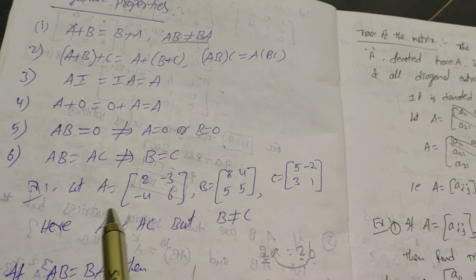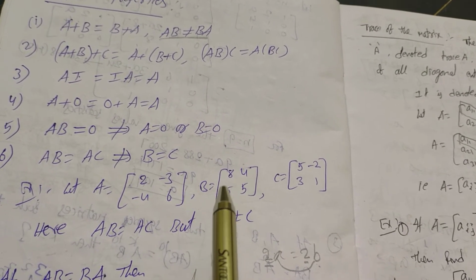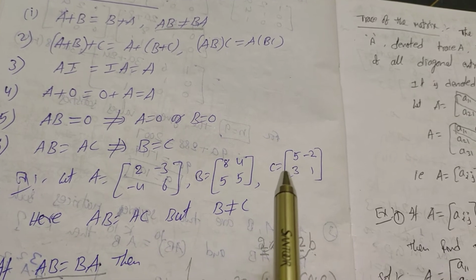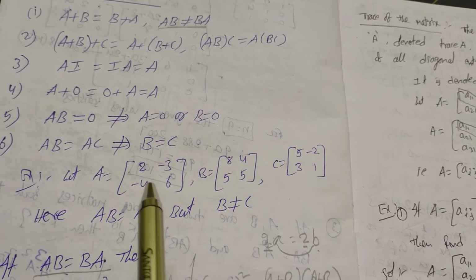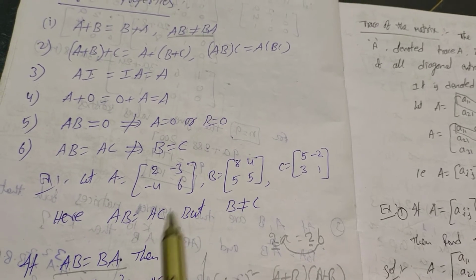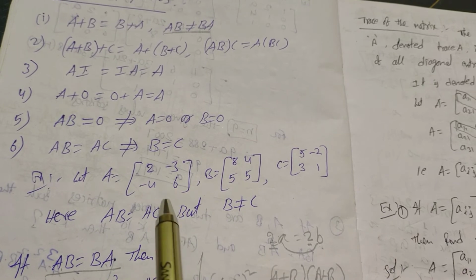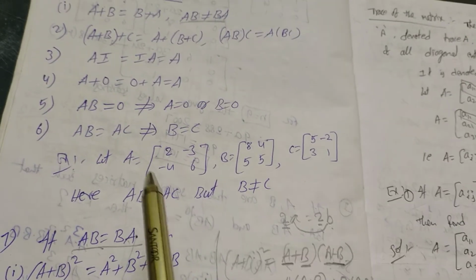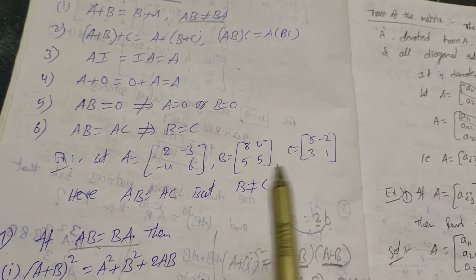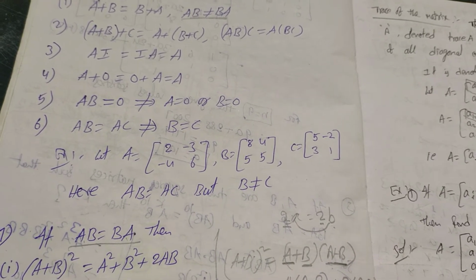For example, you take this example. Let A = [2 -3; -4 6], B = [8 4; 5 5], C = [5 -2; 3 1]. You take this example. Find out AB. After that find out AC. Here B is not equal to C, as you observe. But this result will hold here. Okay, AB, what you get, the same you get for AC. If you want an explanation for this one, I will give.